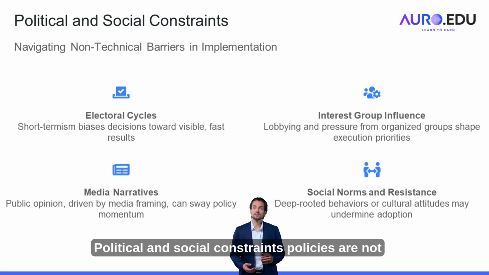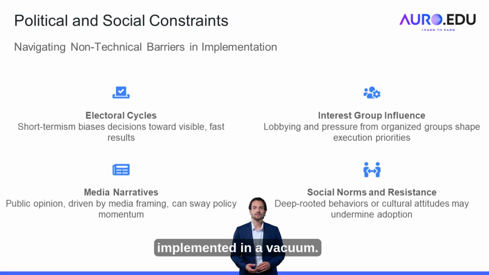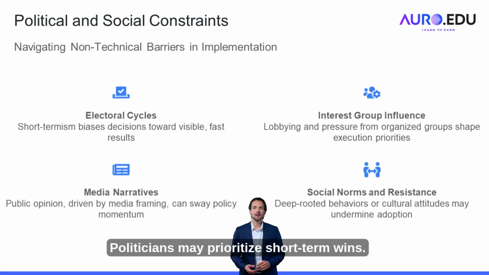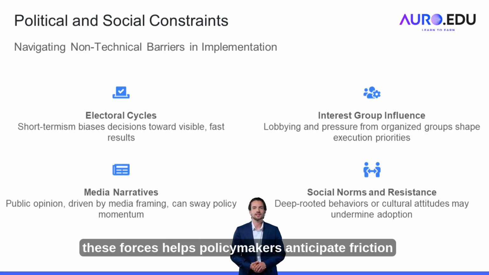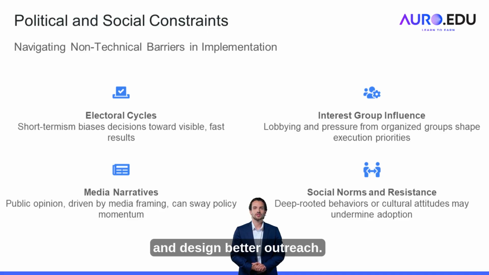Political and social constraints. Policies are not implemented in a vacuum. Politicians may prioritize short-term wins. Lobby groups and media can skew attention. Cultural resistance can delay adoption. Recognizing these forces helps policymakers anticipate friction and design better outreach.